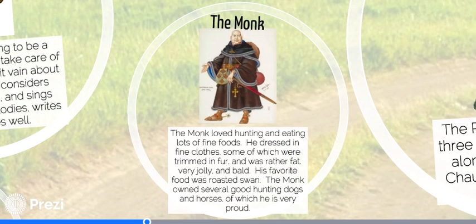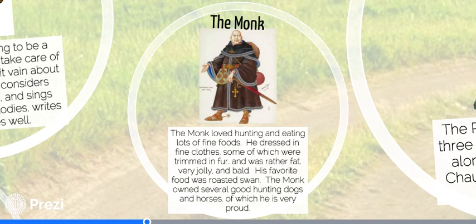All right. Then you have the monk. He really loves to hunt. He eats lots of fine foods, like very expensive foods. He has really nice clothing, probably very well kept up. It's trimmed in fur. He's considered to be rather fat and jolly and bald, which is a really positive way to put him. But I think there's an emphasis here on the fact that he has taken a vow of poverty.